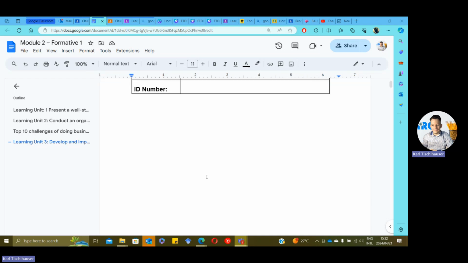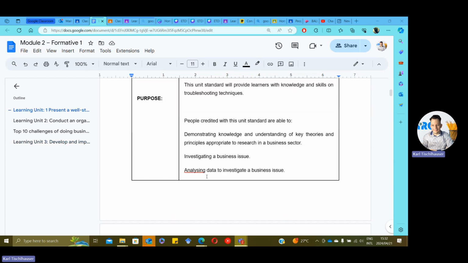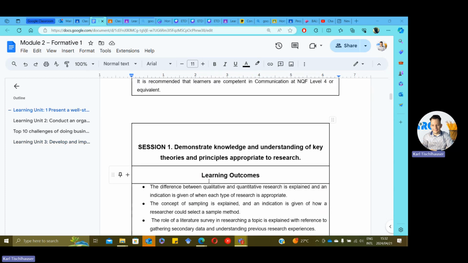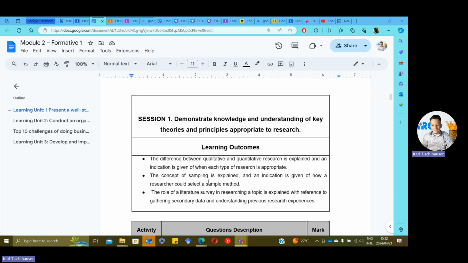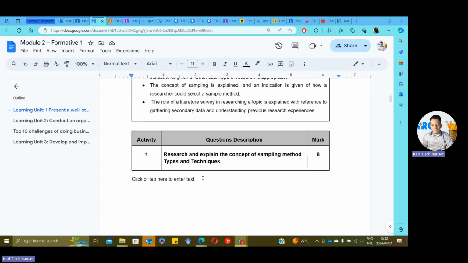Kindly note as a disclaimer before we jump into the session, I will skip some of the questions that we have previously covered in our class discussions or where you can find the answers in the slides or even in the guides. The first question says, research and explain the concept of sampling methods, types, and techniques.